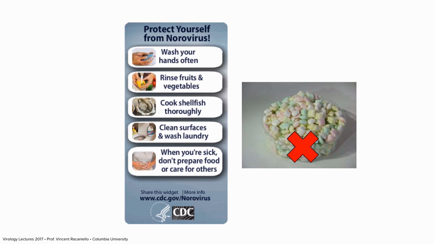So how to protect yourself: wash your hands, rinse your fruits and vegetables because the virus can be on them. It can be contaminated at the source. Shellfish, cook it, because the shellfish are filter feeders and they're going to take norovirus in from the ocean or the water. Clean things, wash your clothes, and if you're sick, don't prepare food or care for others.